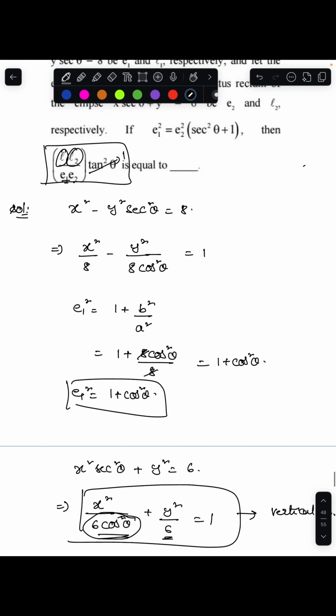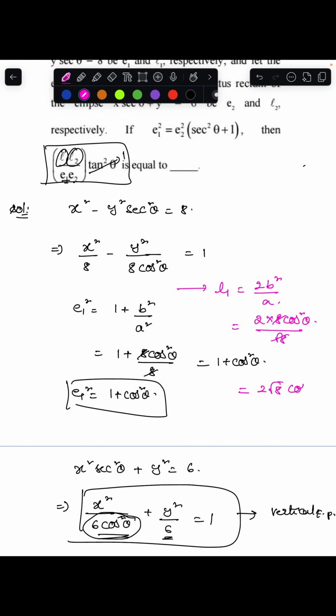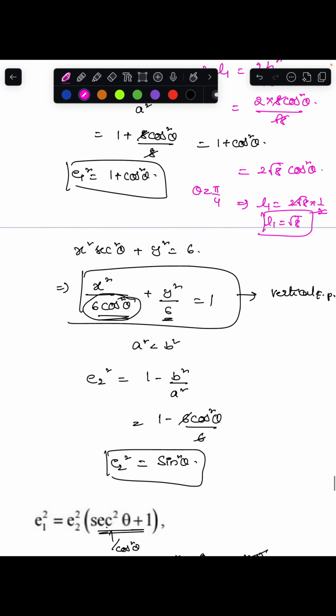So for this one, L1 means length of lattice vector here. So for this one, L1 is 2b square by E. So here 2b square means 2 into 8 cos square theta by root 8. So you are getting 2 root 8 cos square theta. Anyways, theta we got is pi by 4. So substitute here. So L1 we are getting 2 root 8 into 1 by 2. So L1 is root 8. Okay. Similarly, L2 calculate here.